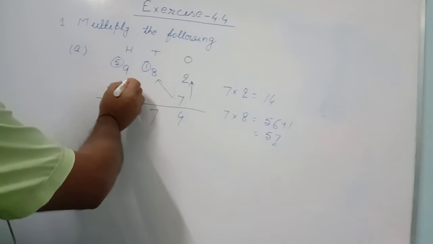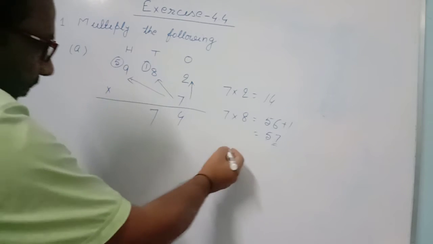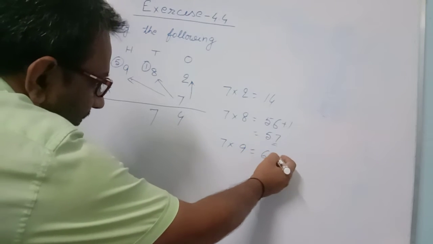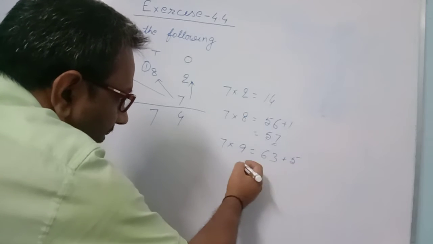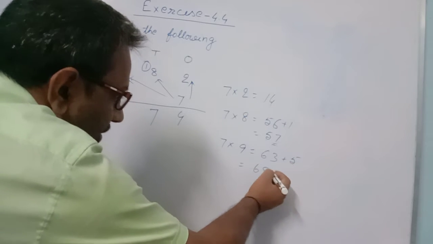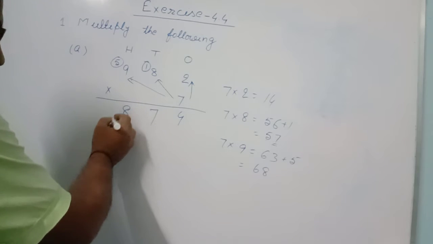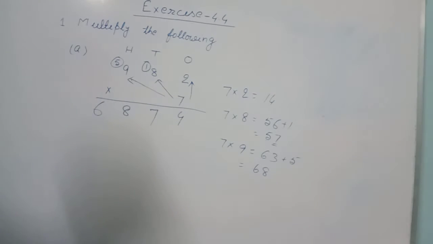Now we'll multiply these two, means 7 into 9. So 7 9s are 63, and there already 5 is there, so I added 5, we got 68. So 8 will be written here and 6 will be written at thousands place. In this way we multiply these numbers.